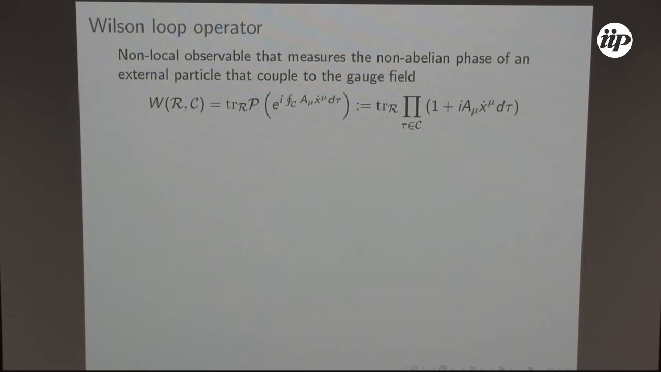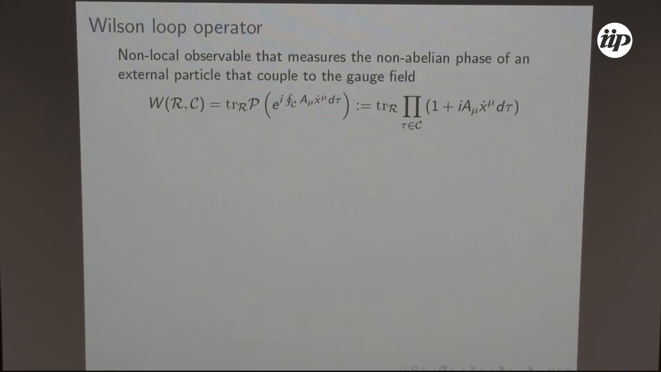Well, a Wilson loop is a non-local observable that measures some non-abelian phase acquired by some non-dynamical, very massive external particle that you force to move along a closed contour in the presence of the gauge fields of a gauge theory. And it's defined through the holonomy of the gauge field in this way.